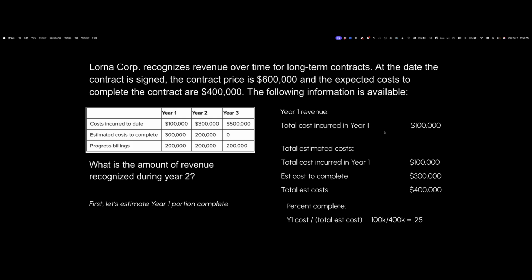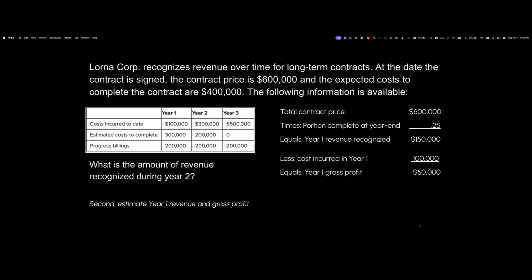In year one, we had $100,000 of cost, and then we estimated an additional $300,000. So based upon that information only, that was available at the end of year one, we were $100,000 out of a total estimated cost of $400,000. We were approximately 25% finished.